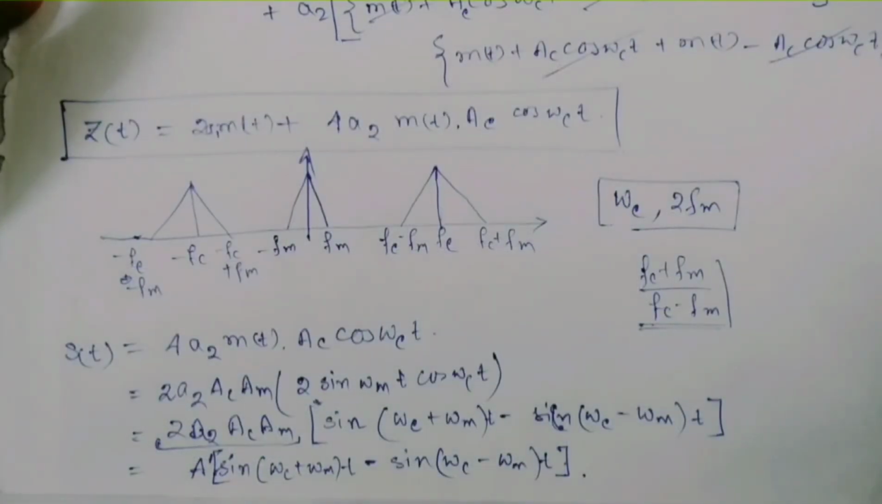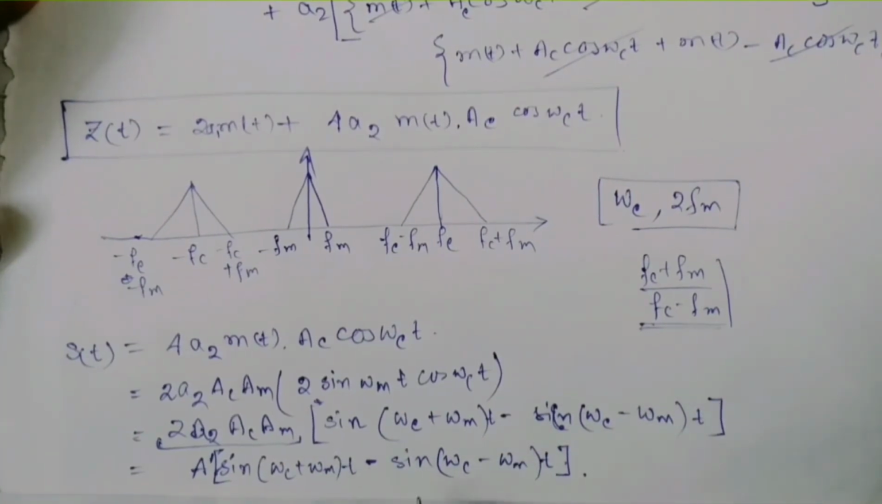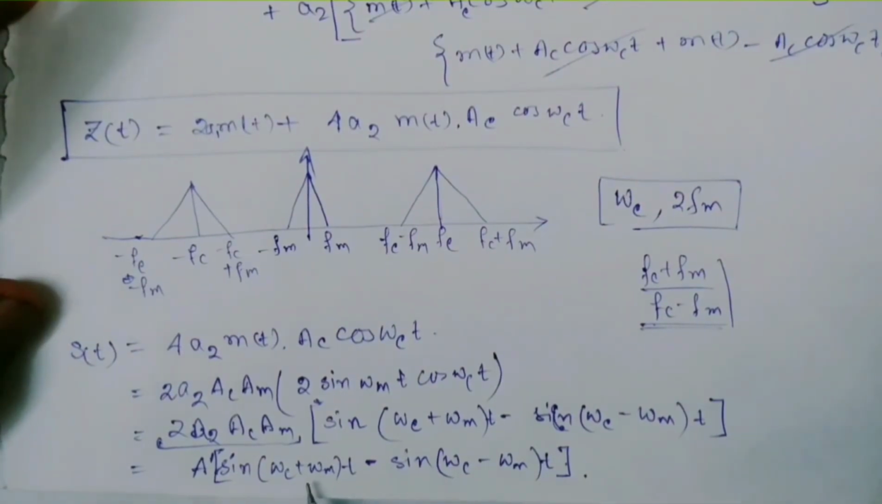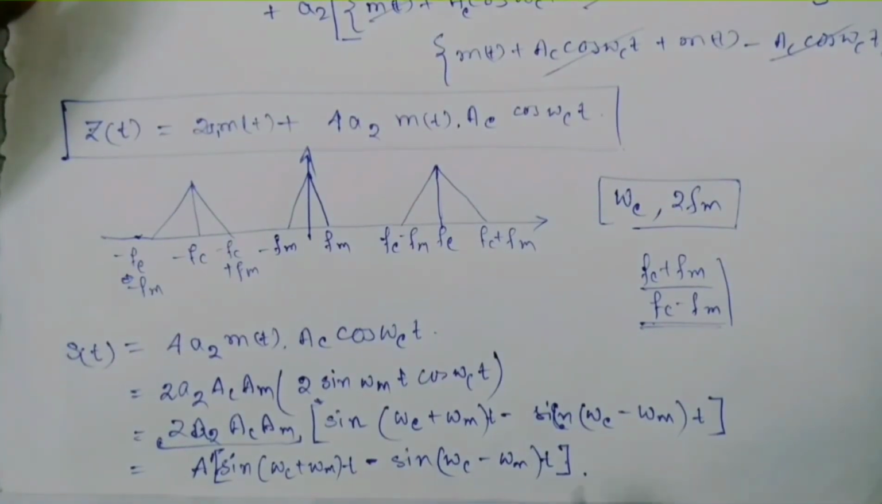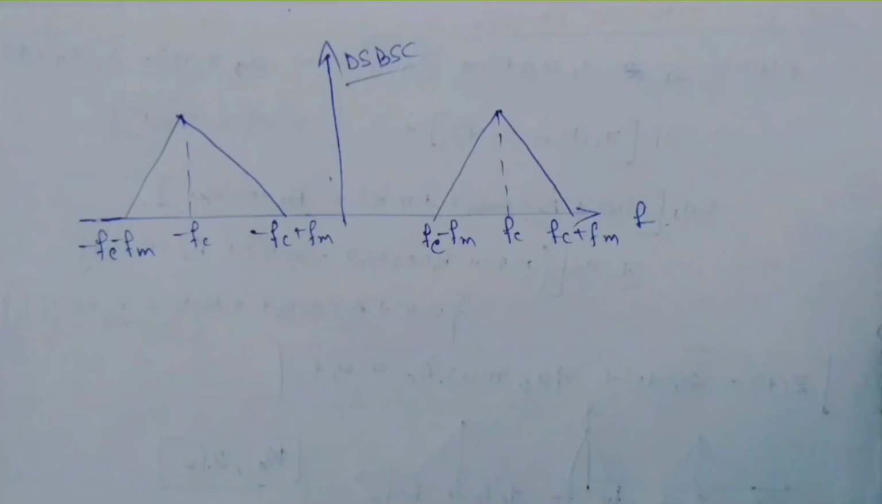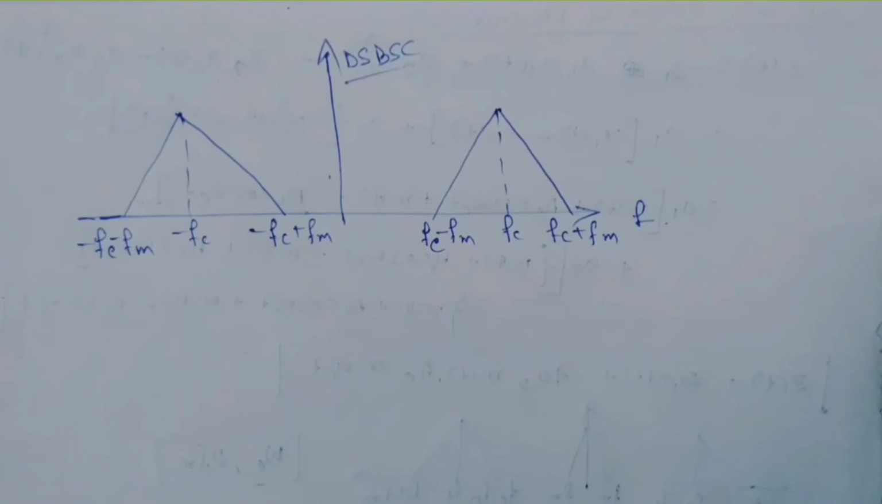And you can very well understand that in this signal s(t) there is no individual message signal or carrier signal, and only the sidebands with frequency omega c plus omega m and omega c minus omega m are present. And this is the frequency spectrum of this DSB-SC signal.